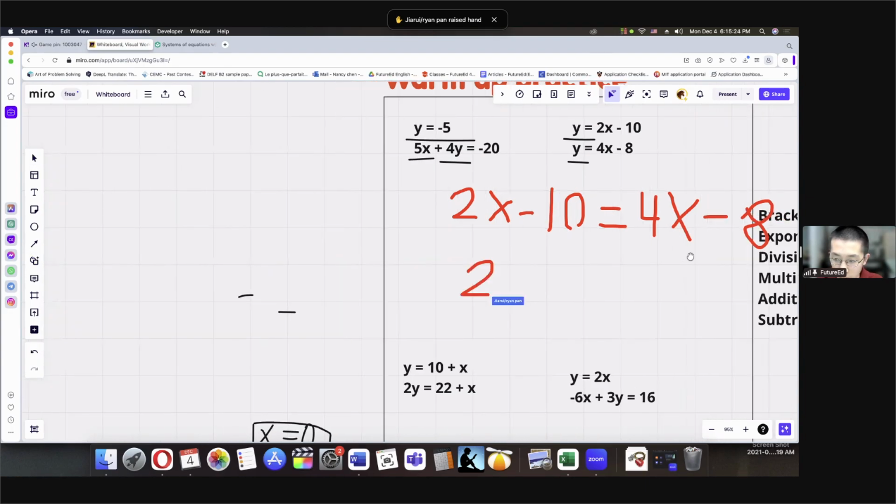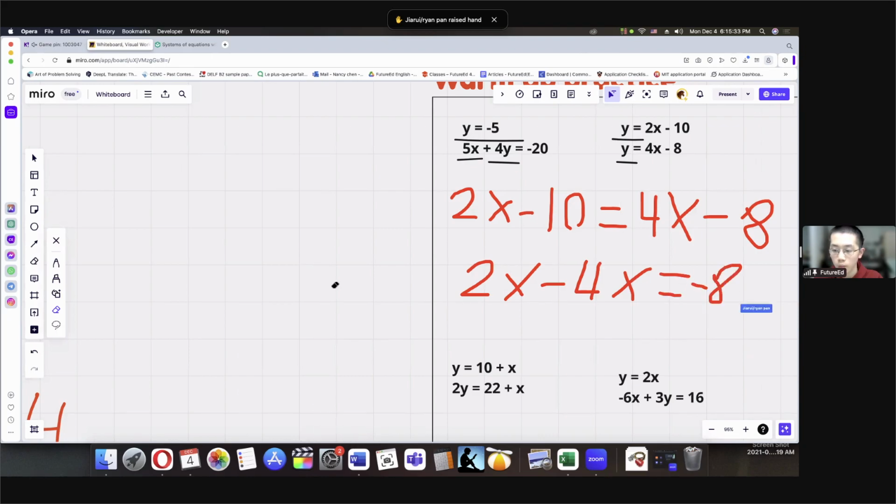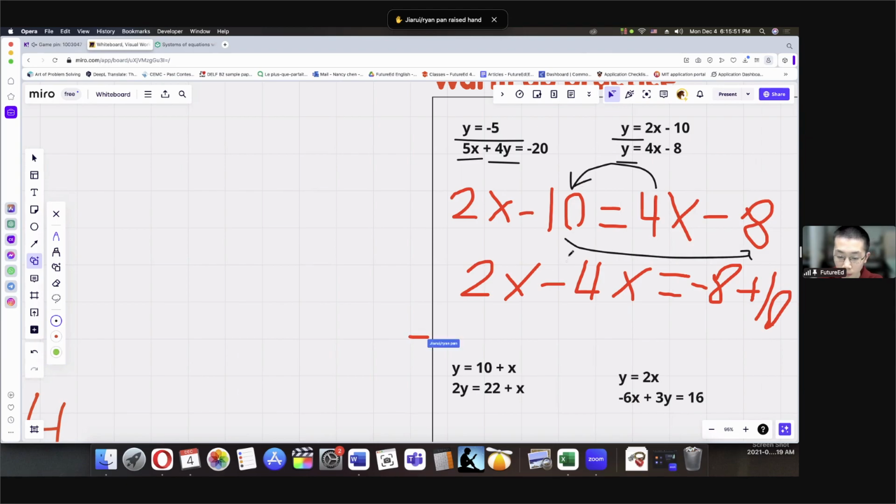So now you have 2x, bring the 4x over, it turns to a negative, equals sign, -8, bring the 10 over, it turns to positive, plus 10. Okay, so you brought the 4x over here, and then you added a 10 on each side. Okay, so what next? Now do the subtraction and the addition.